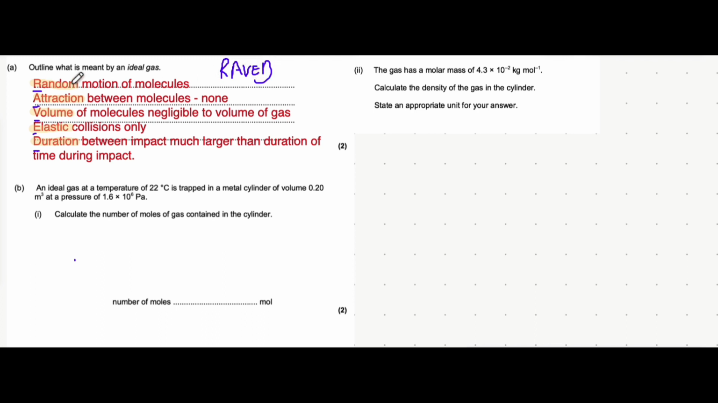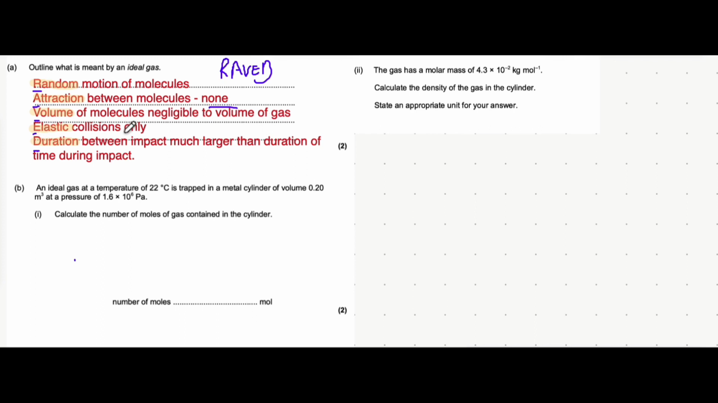R standing for the fact that there's random motion of molecules in an ideal gas. A standing for attraction and the fact that there's no attraction between molecules. V standing for volume and the fact that the volume of the molecules is so small compared to the volume of the whole gas and the container itself.